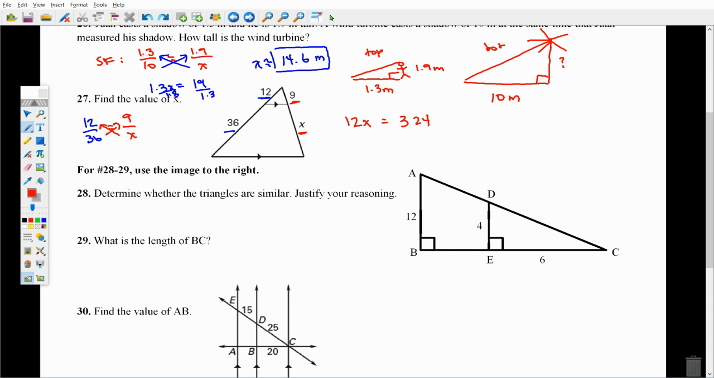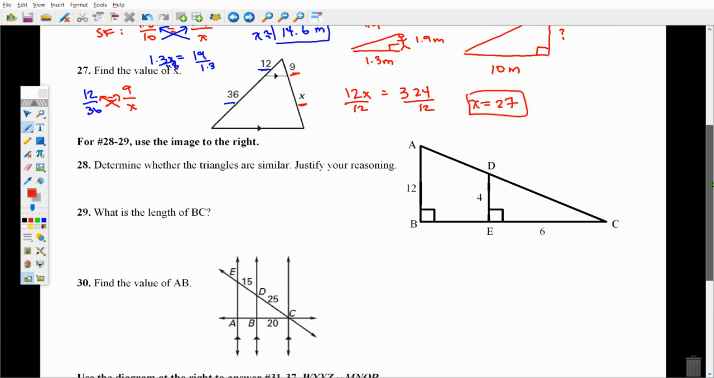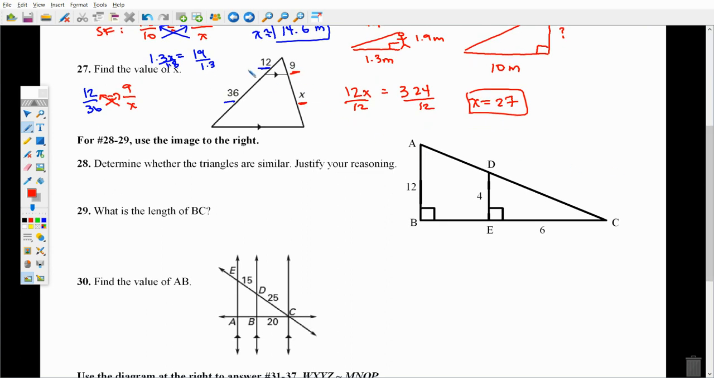That would have made it easier for me. But I'm just going to let the calculator do the work. Divide by 12. And so x is going to be equal to 27. And some of you would have been able to do it without calculating it. 12 times 3 is 36. 9 times 3 is 27.